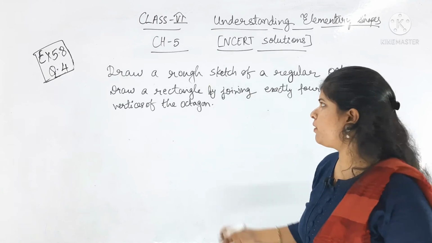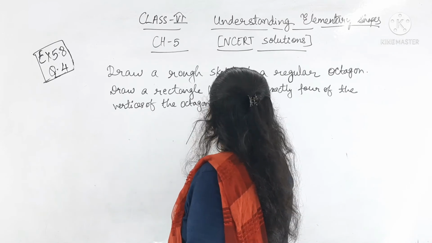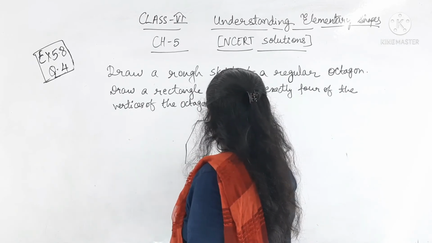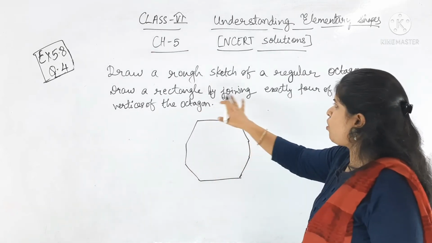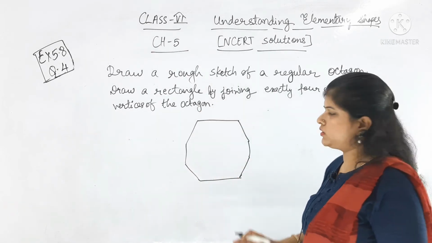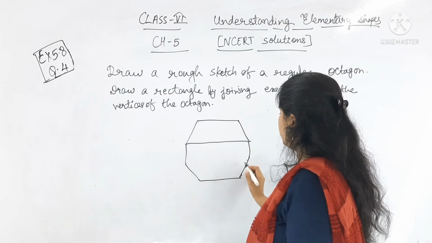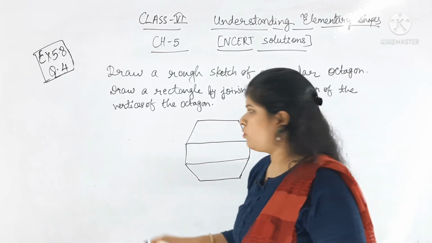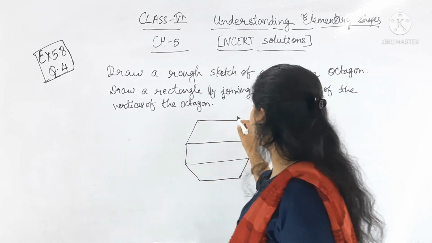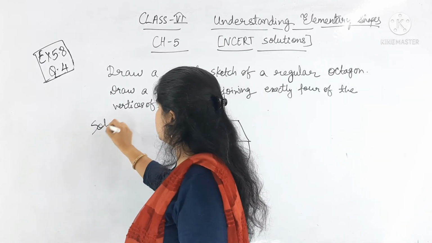Okay students, let's see question number 4. Draw a rough sketch of a regular octagon. Here 1, 2, 3, 4, 5, 6, 7 and 8. Okay, so here you have to draw a rectangle by joining exactly 4 of the vertices. So here 1, 2, 3, 4, like this you have to join. 1, 2, 3, 4, like this you have to join. So this is the rectangle. Okay, means 4 vertices you have to join, but this is not the rectangle, this is a trapezium. Okay, so this is the solution for question number 4.